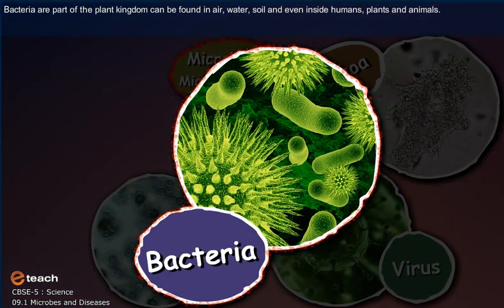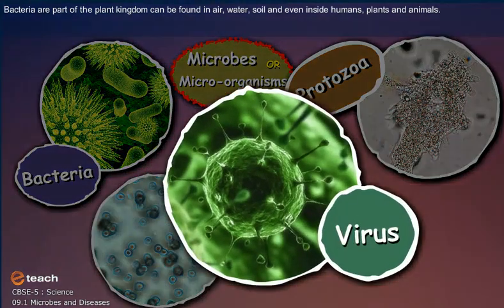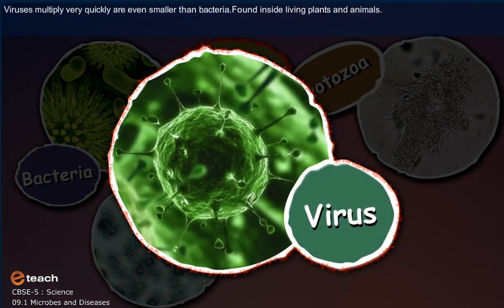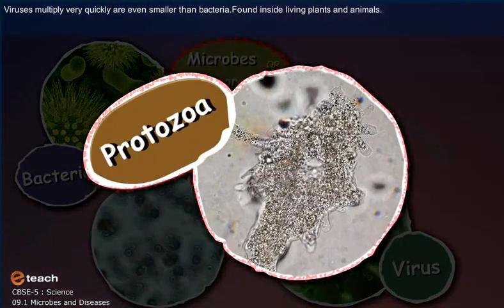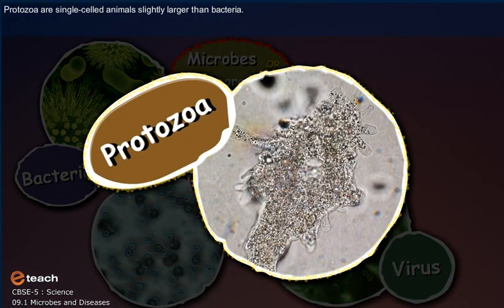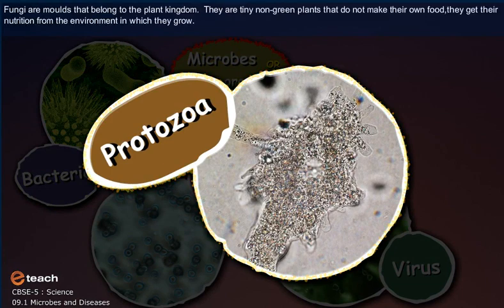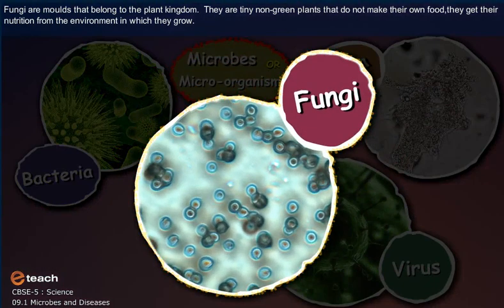Bacteria are part of the plant kingdom and can be found in air, water, soil, and even inside humans, plants, and animals. Viruses multiply very quickly and are even smaller than bacteria. They too are found inside living plants and animals. Protozoa are single-celled animals, slightly larger than bacteria. Fungi are molds that belong to the plant kingdom. They are actually tiny non-green plants that do not make their own food, so they get their nutrition from the environment in which they grow.